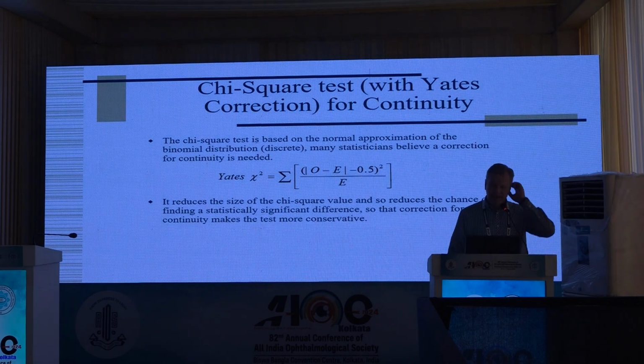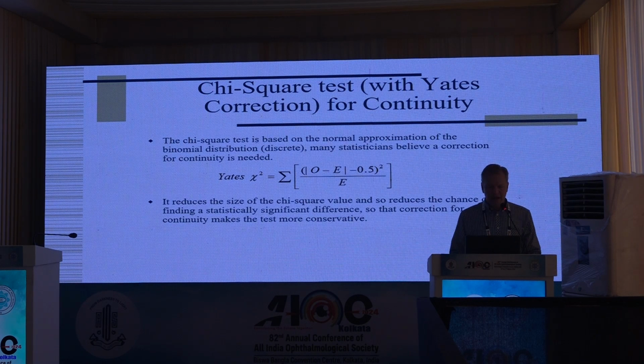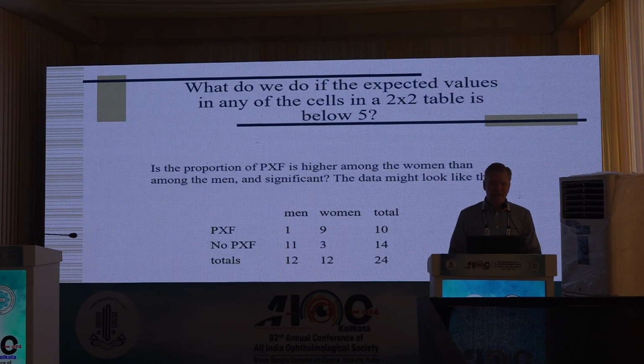So the chi-square test is based on a normal approximation of the binomial distribution. And many statisticians say a correction for continuity is needed. And this is basically the equation where the chi-square equals the sum of the observed minus the expected minus 0.5, squared, over the expected. And it reduces the size of the chi-square value, and so it reduces the chance of finding a statistical significance. So the correction for continuity makes the test more conservative. But what do we do if the expected values of any of the cells is below 5?